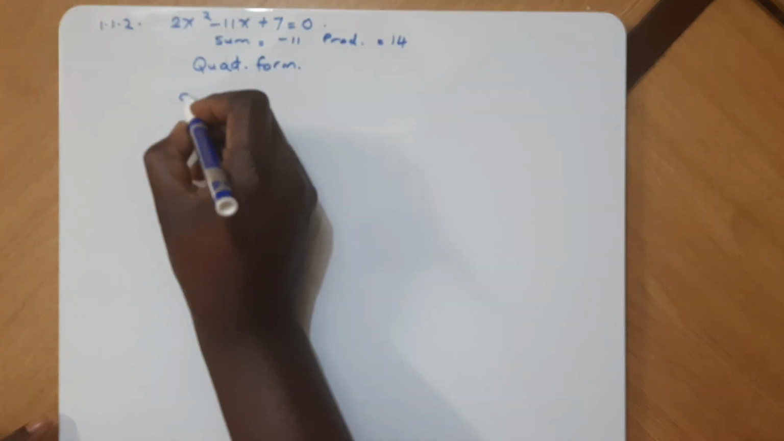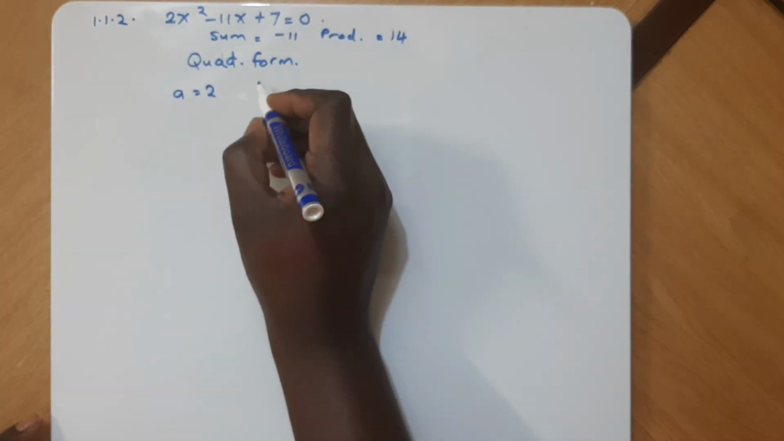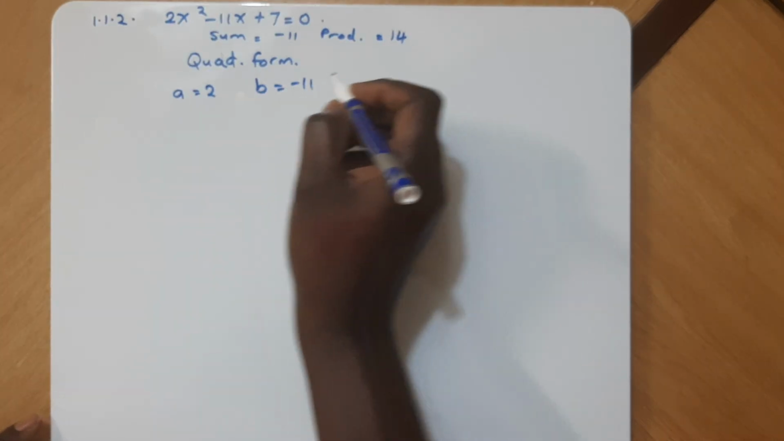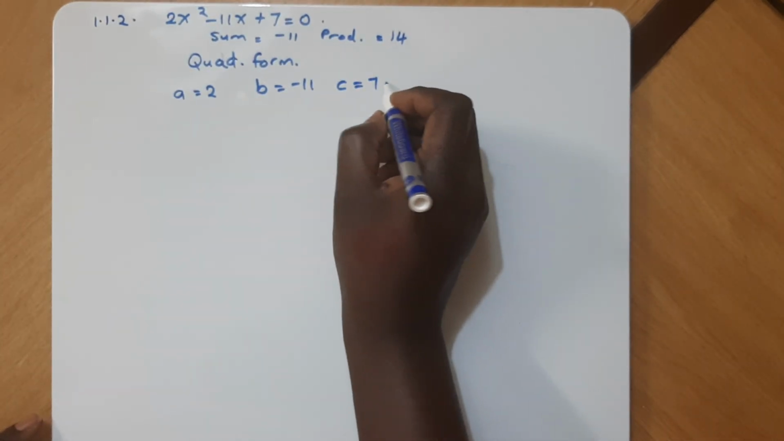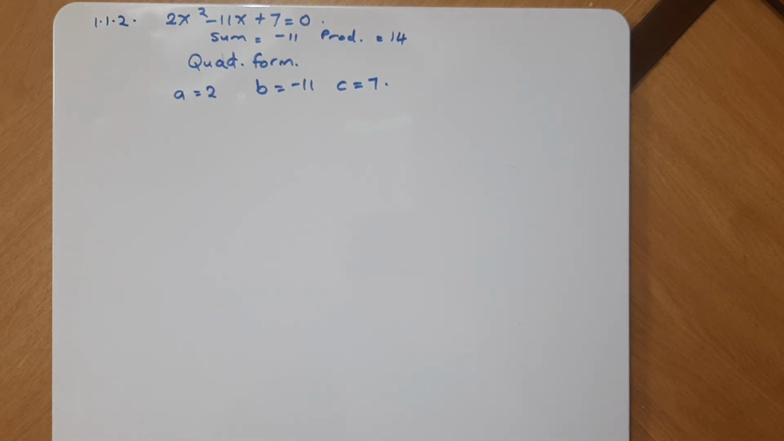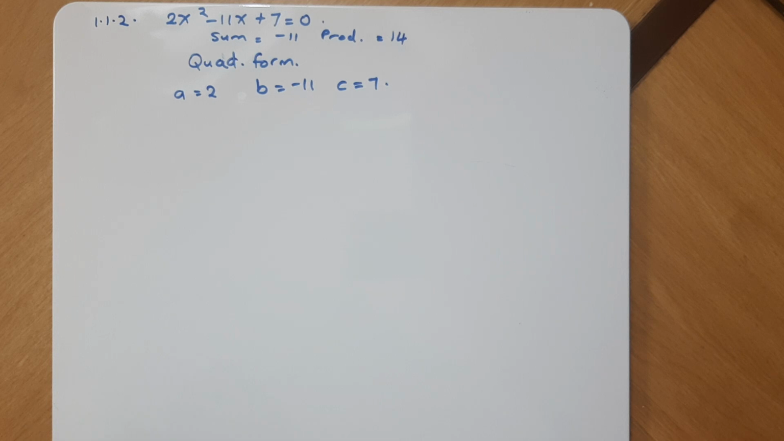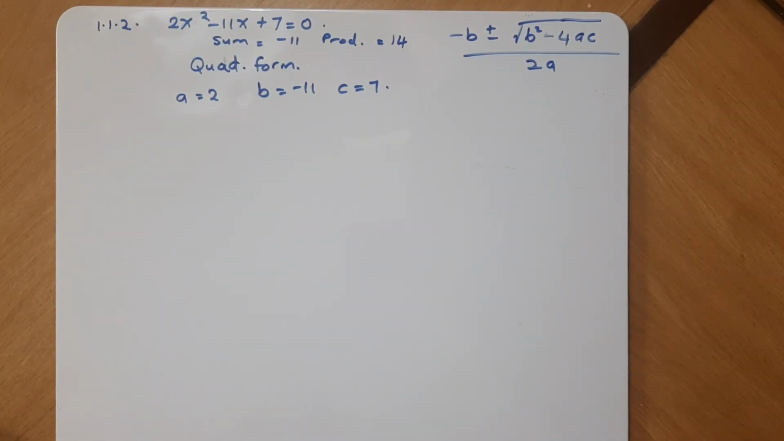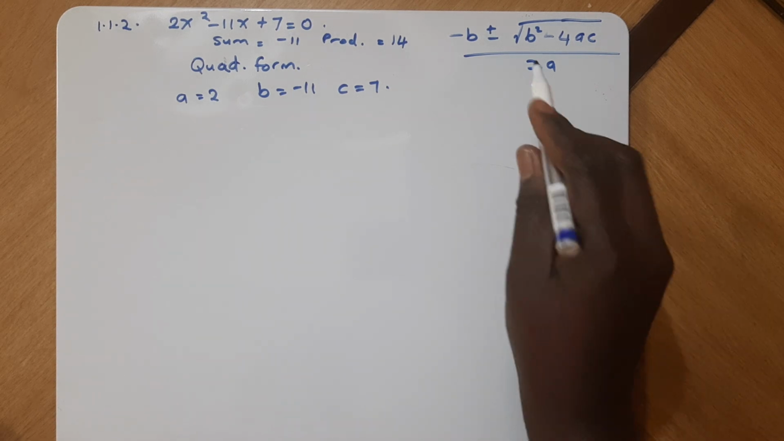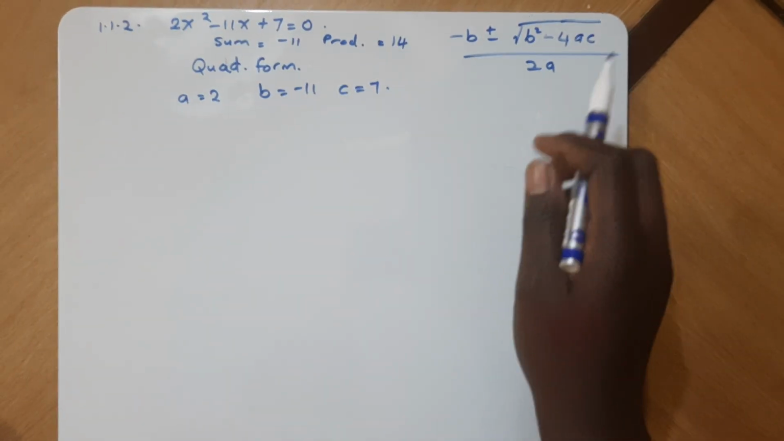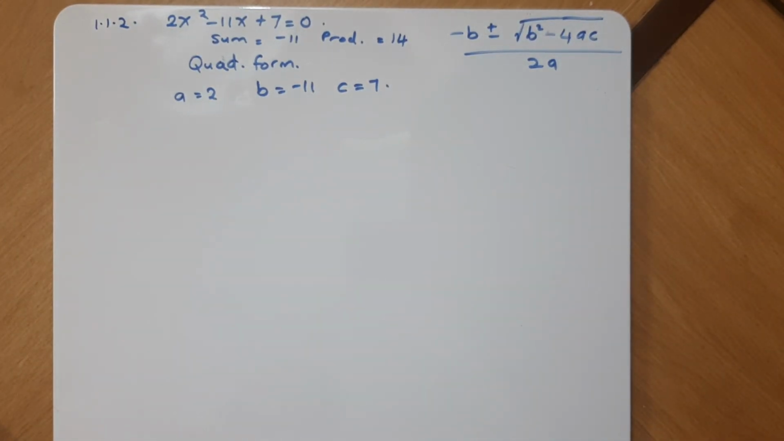Our A is 2, our B is minus 11, and our C is 7. So please fill in the values into the quadratic formula and you will get your answer. So this being our formula here, just fill in the values of A, B, and C, and then get your answer and round off to 2 decimal places. Okay? Thank you.